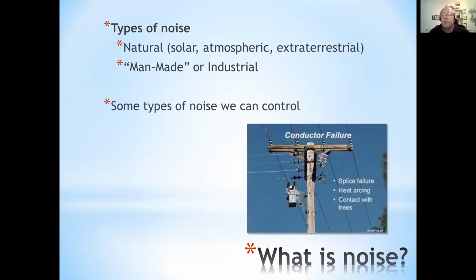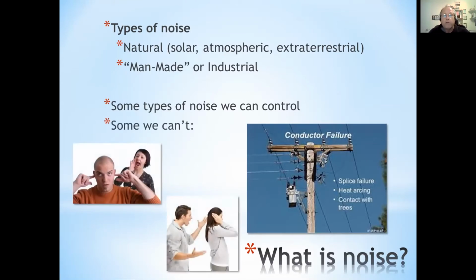Some types of noise we can control, right? You've got an arcing insulator out there or a bad splice on a wire. You can call the power company, they can come fix it. So there's some types of noise we can control. Unfortunately, if you guys are married, either husband or wife, there are some types of noise we can't control, right? Sometimes it's the significant other.